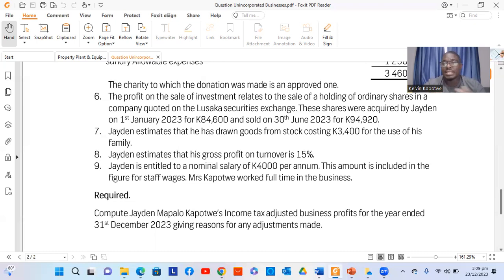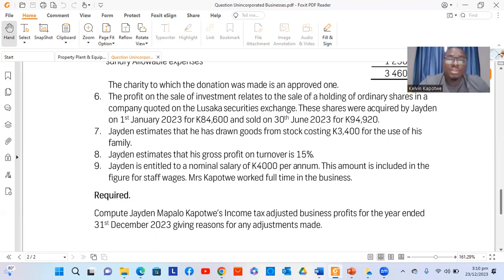So what that is telling us is that we are going to gross up the costs so that we get the market value. So the 15% component represents a profit that he is supposed to make. So we are going to gross it up to find the gross amount or the market value of those goods.